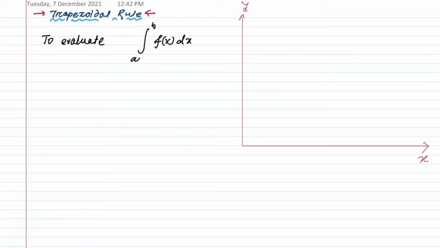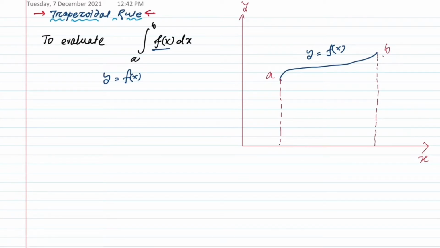Okay, so let us suppose this is the curve of y is equal to f of x, the curve of this polynomial f of x. Here suppose y is equal to f of x and we need to evaluate from this, suppose a, and this is b. The corresponding value of x here is x naught and here it is xn.